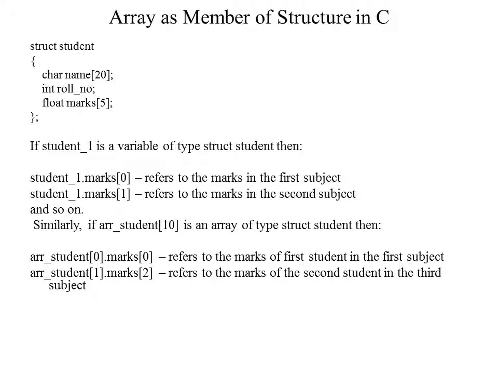If we are taking one variable student1 of struct student type, then student1 dot roll number, student1 dot name, and student1 dot marks will not work, because marks has further locations 0 1 2 3 4. So we will use student1.marks[0], student1.marks[1], and so on.